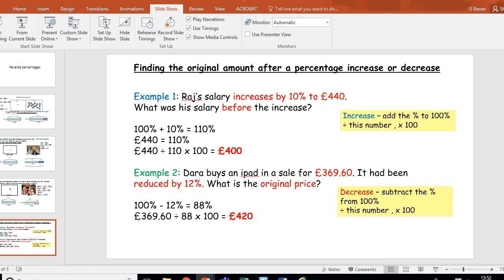Okay, this week, Year 10, we're going to be looking at reverse percentages. Basically, reverse percentages is when you've increased or decreased by a percentage and you want to find the original amount. So you're given the new price or the new amount and you have to work backwards to find the original amount.